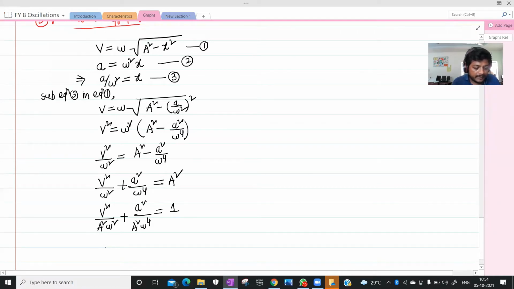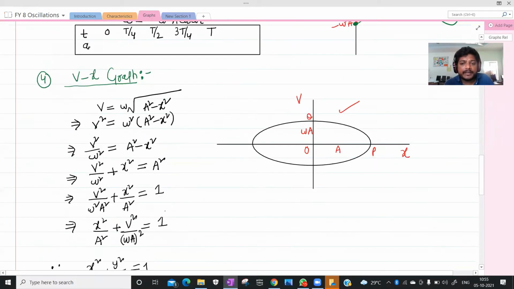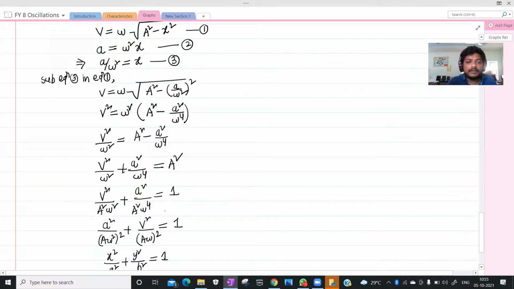This is v square by (a omega) whole square plus a square by (a omega square) whole square equals 1. So this is of the form x square by a square plus y square by b square equals 1. This is the equation of an ellipse. Ellipse equation we are having.